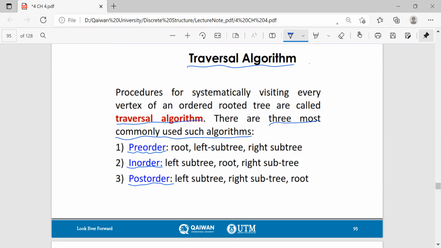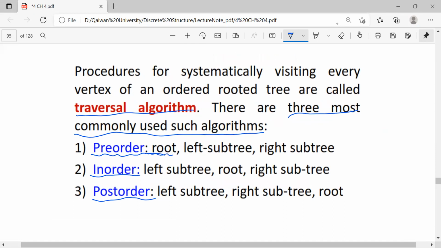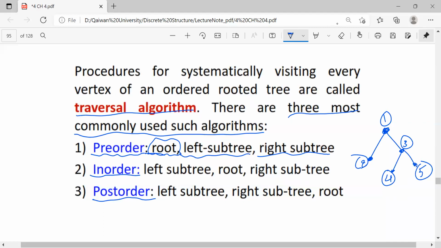For pre-order, we order the vertices of a tree by starting from root, then left subtree, and then right subtree. For example, if we have a tree like this one, we start from the root, then left subtree, then right subtree. First, this is the first one, this is the second one, then the third, the fourth, and the fifth one. We order these vertices like this: first the root, then the left subtrees, and then the right subtrees.